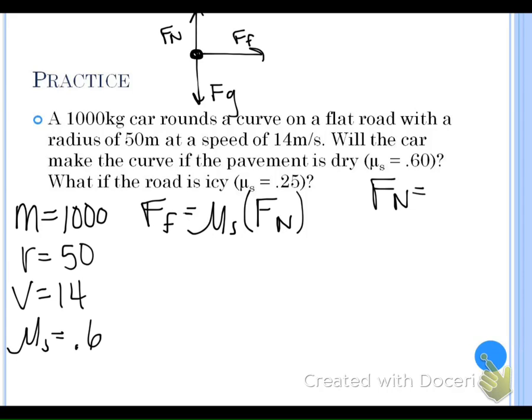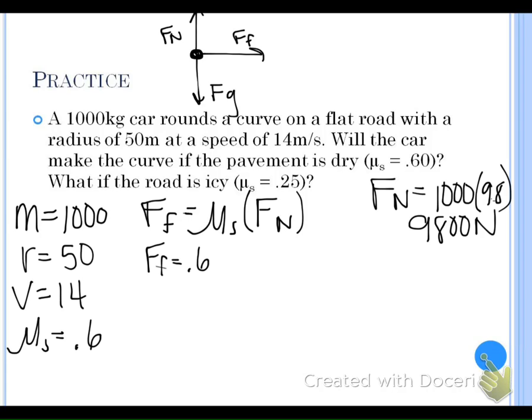F sub n will equal mass, which is 1,000, times 9.8, which is 9,800. So now we'll go force of friction equals 0.6 times 9,800. And what do we get? 5,800. Okay. So there's our frictional force.